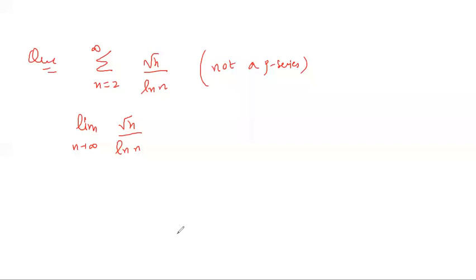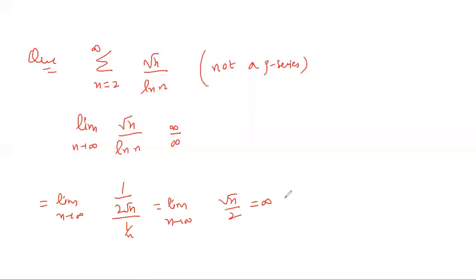So I'm giving you the hint: we'll try the nth term test, because whenever we get a random question, the first thing we should try is the nth term test. You need to tell me the value of this limit, root n by log n. If I evaluate it, by direct substitution it is of the form infinity by infinity, which is indeterminate, so I'll use L'Hopital's rule. Differentiating above and below, I get root n by 2, which is clearly infinity. So the nth term is going to infinity, which is non-zero. Therefore, your conclusion is that this is divergent by the nth term test.